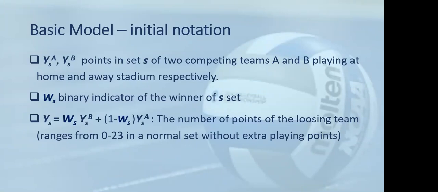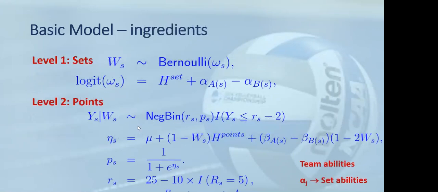So here, because this is binary, if we have the home team winning, then we take the points from the second team, from the away team. If we have the home team losing, then we take the losing points from the home team. And here are the two levels of this first initial model. You have the WS following a Bernoulli distribution. So this is the success probability of the home team for set S, and this will be modeled as a simple logistic regression model.